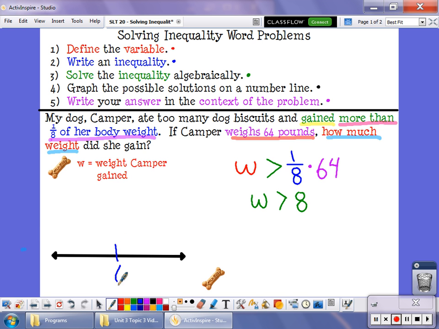If I graph this on a number line, I start off with my solution in the middle, and I put one number below it and one number above it. I want W to be greater than 8. If she gained more than 8 pounds, it doesn't include 8, so I leave that as an empty circle, and then I'm going to draw my arrow to show all the values that are greater than 8. And finally, my sentence would be that Camper gained more than 8 pounds.